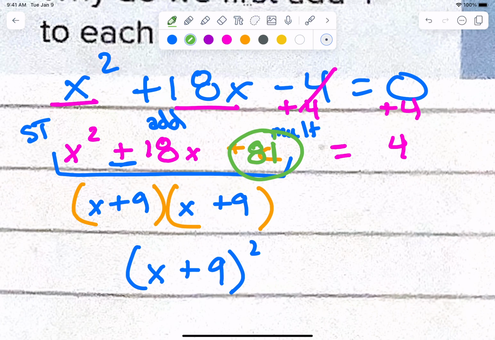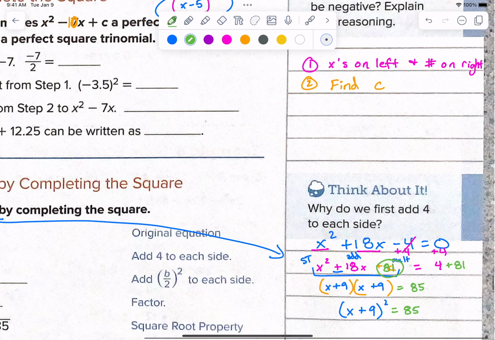I've got to add 81 over there as well, right? In order for it to stay in balance, I've got to add 81 over here to make this 85. Do you see that? Equals 85, okay? You got it? Yep. So we find C, step 3, add C to both sides.